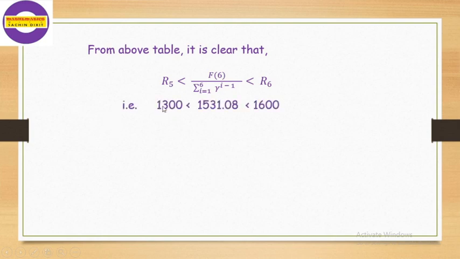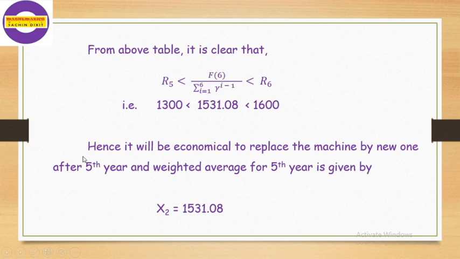So we get the values. The value of R5 is 1300. This average cost is 1531.08 and this running cost at the sixth year is 1600. So we can write the concluding statement. Hence it will be economical to replace the machine by a new one after the fifth year, and the weighted average for the fifth year is given by x2 equals 1531.08. That completes the problem.